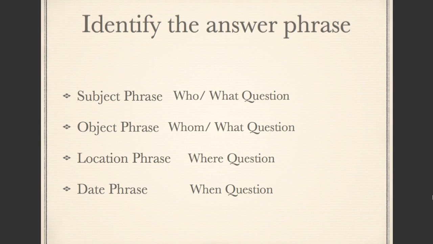Next, we identify the answer phrase in the sentence on which the WH question would be framed. Note that for the yes-no question, this part is not needed. In our question answering system, there are 4 kinds of answer phrases: subject, object, location, date. Each of these corresponds to a certain kind of question.